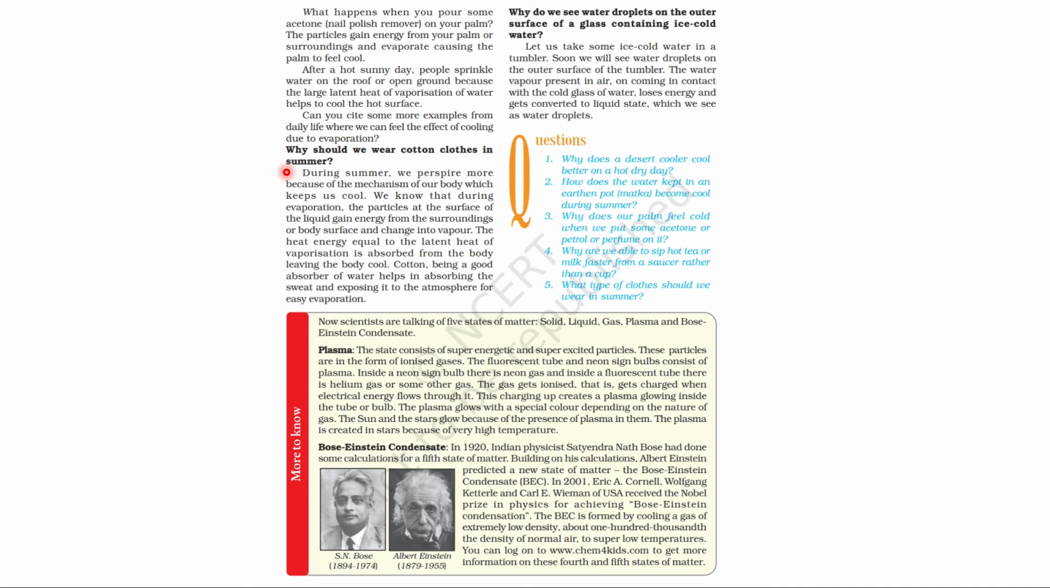Another question is also here. Why do we see water droplets on the outer surface of a glass containing ice cold water? Let's take some ice cold water in a tumbler. So we will see water droplets on the outer surface of the tumbler. The water vapor present in air, on coming in contact with a cold glass of water, loses energy and gets converted to liquid state, which we see as water droplets.